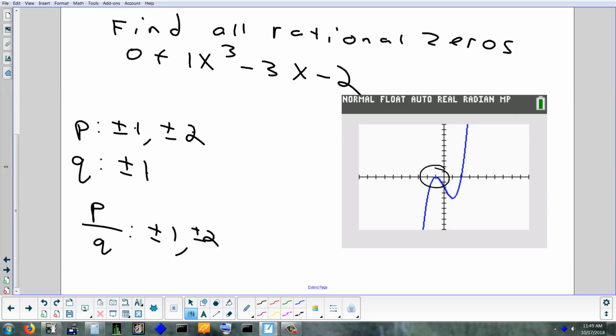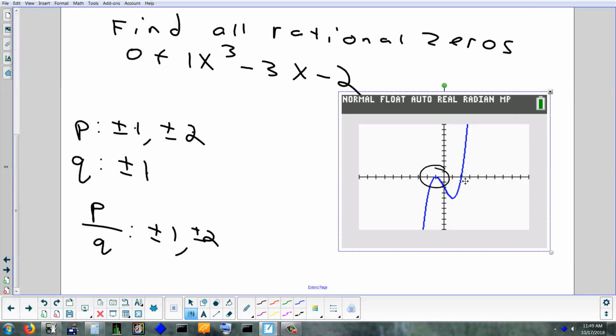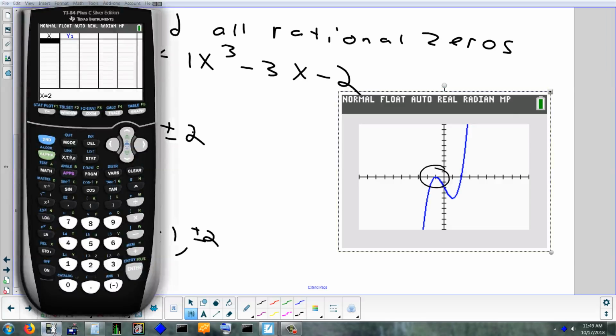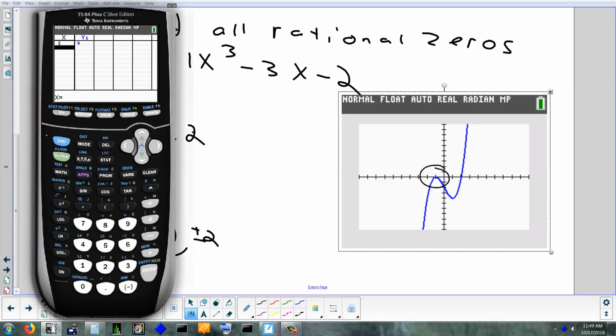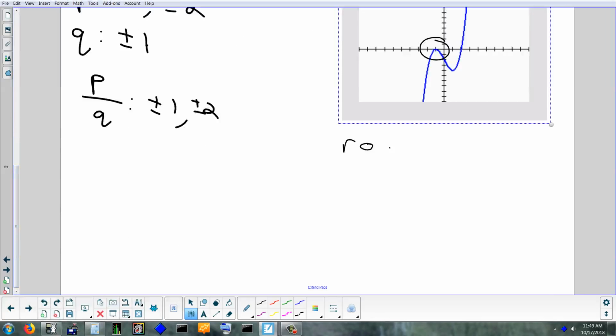Nothing else. So what I'm going to do is check one of them on here. I'm going to go to my table. I'm going to type in positive 2, and I'm going to hope that the y value is 0. If it is, I just found a root. Yep, 2 is a root. So what I'm going to do now is divide by 2 synthetically. So I'm going to make a list of my roots. 2.